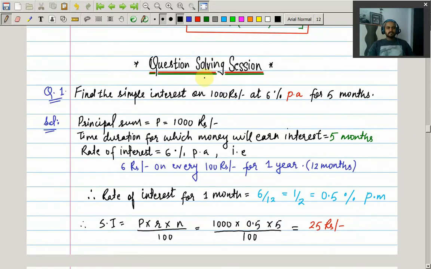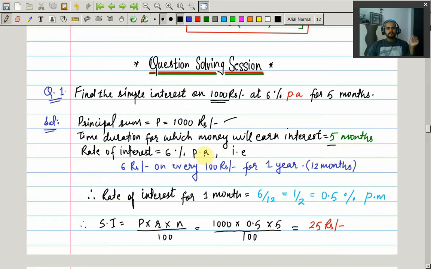So let's begin with the first example. This is a very easy question. We have to find simple interest on 1,000 rupees at 6% per annum for 5 months. So our principal sum is 1,000 rupees. Duration for which money will earn interest is 5 months, and the rate of interest is 6% per annum.